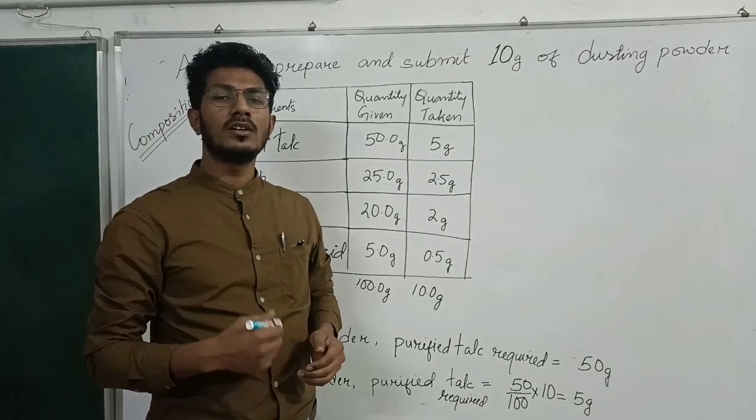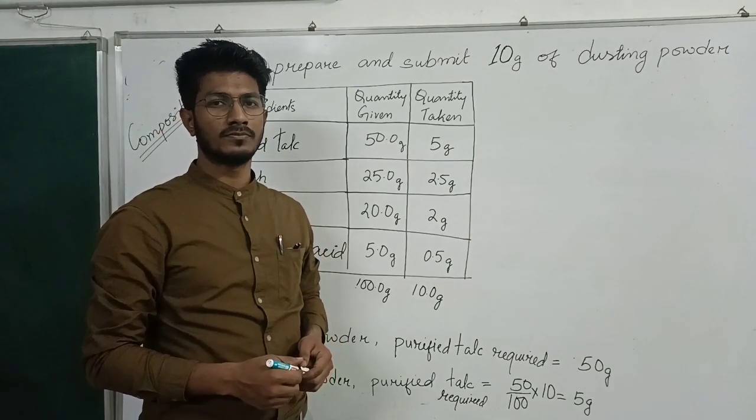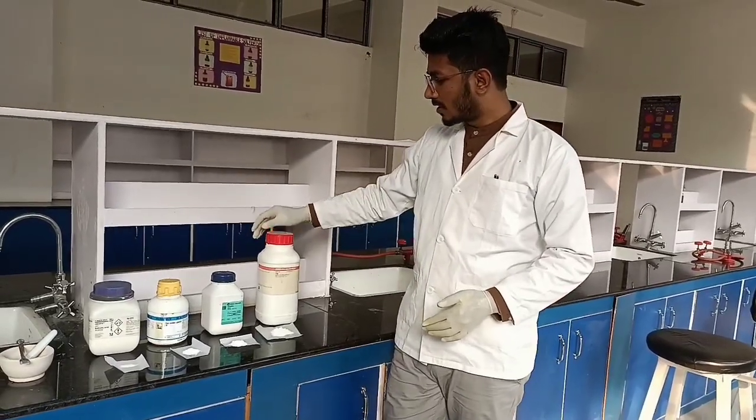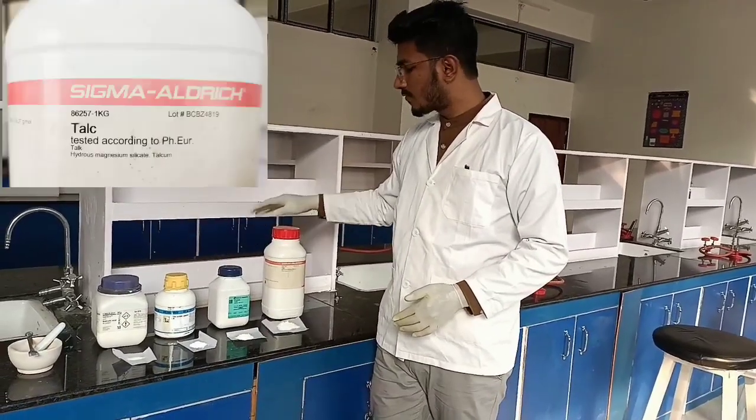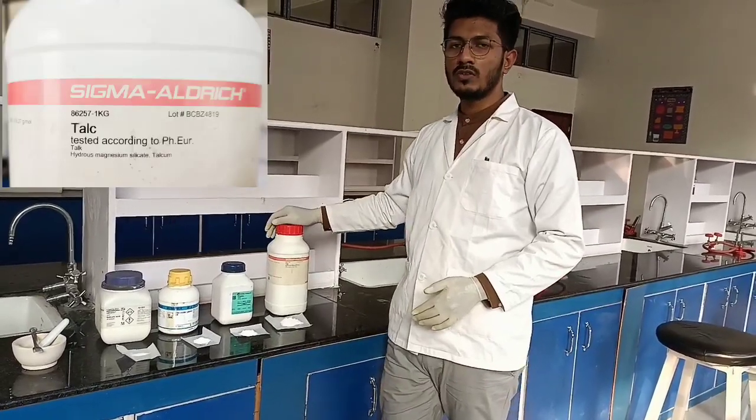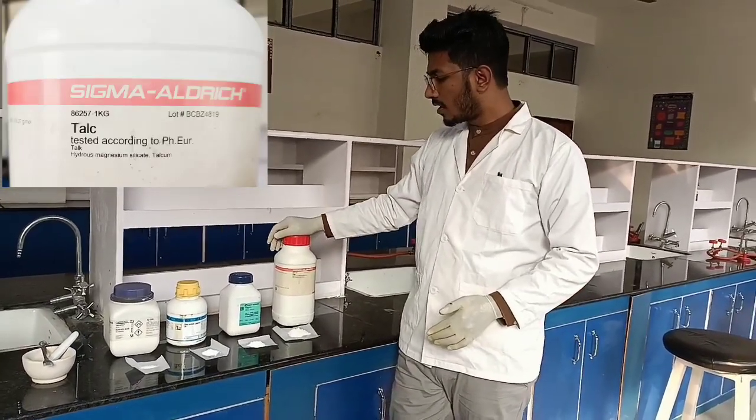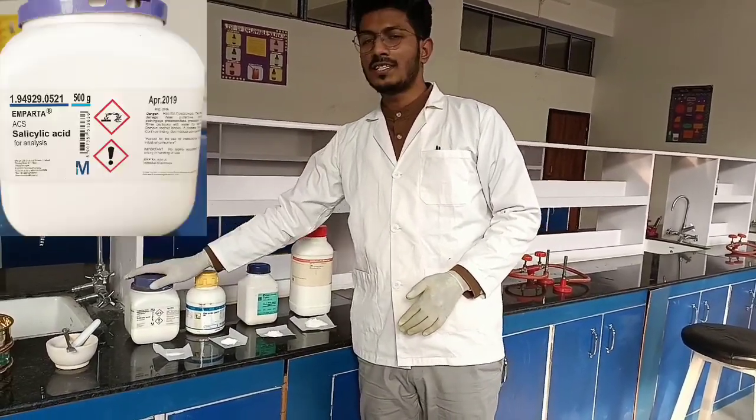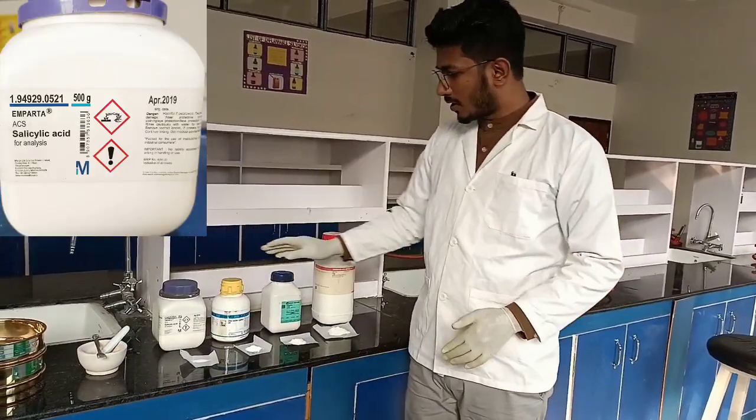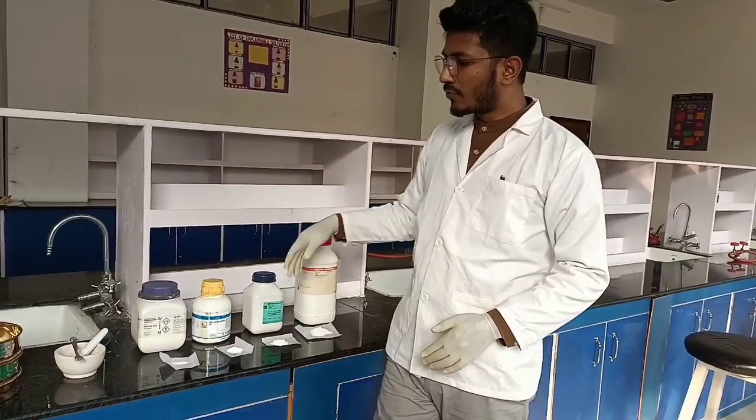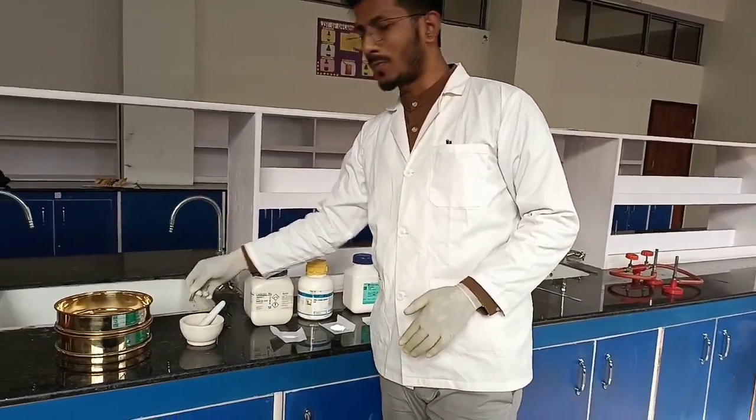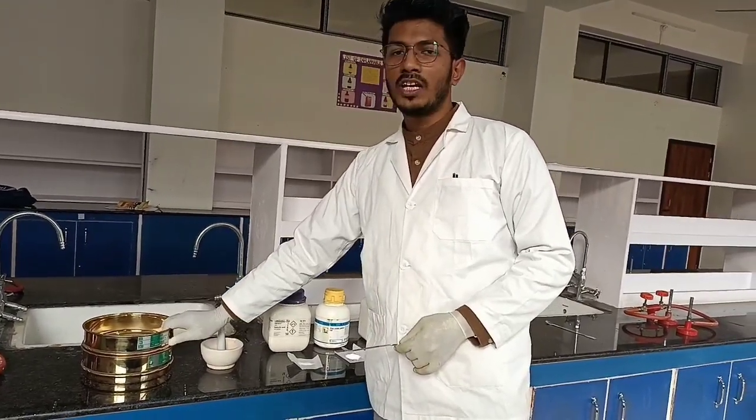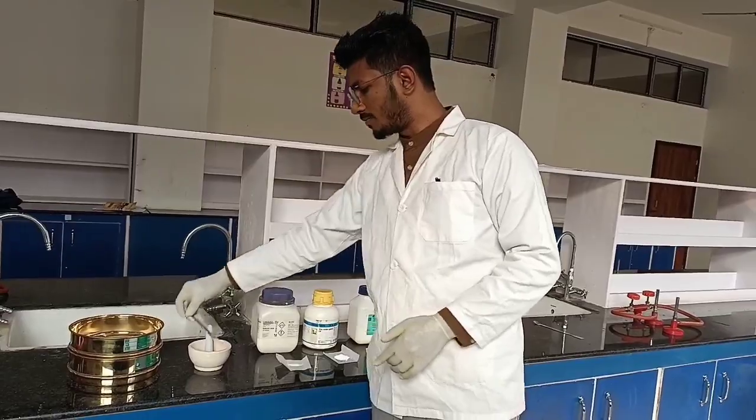Now we will move into the experimentation. So हमें dusting powder बनाने के लिए पहले क्या क्या चीज चाहिए उसको देख लेते हैं. The chemical ingredients that we will need: first one is talc. Instead of talc we can use kaolin also. We will be using talc. Along with it we need starch, then zinc oxide and salicylic acid. So these are the chemicals that we will be needing. Apart from that, the apparatus that we will need is a clean spatula, a mortar and a pestle, and sieve number 85 for the preparation of dusting powder.